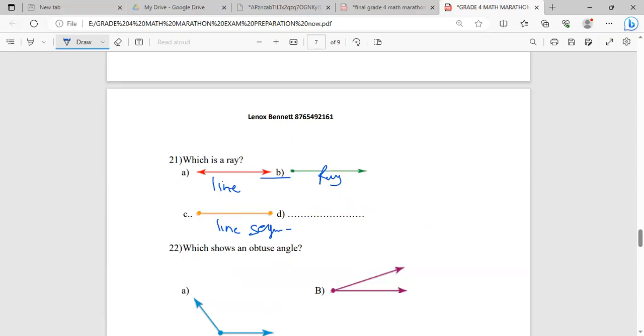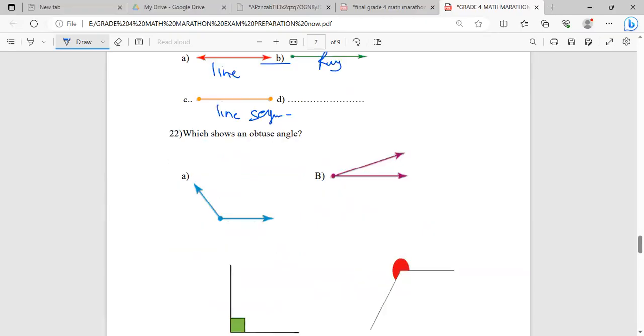All right, which shows an obtuse angle? An obtuse angle is between 90 and 180. All right, so it's greater than 90 and less than 180. So 90 would be a boundary here. So it's greater than that, but it won't reach 180. I said it wrong, sorry. So that would be B.